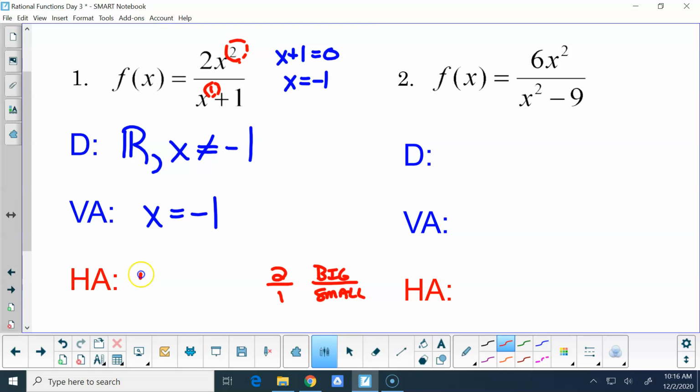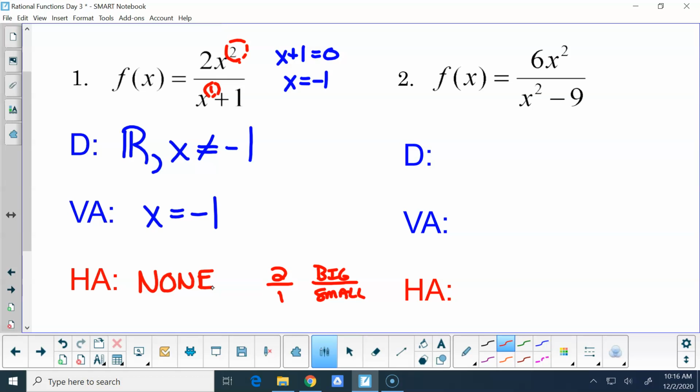So there is no horizontal asymptote. So we would just write no. We can't write 0, because 0 is a number. We can't write y equals 0, because y equals 0 means that there would be one. There just isn't one in this case. Okay?